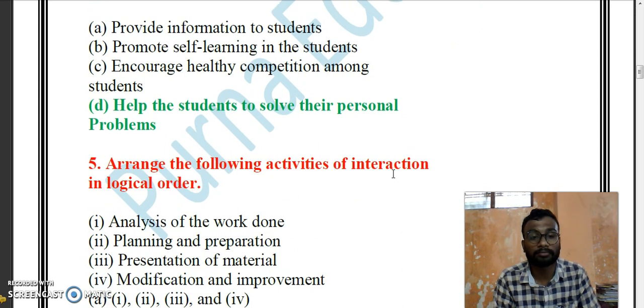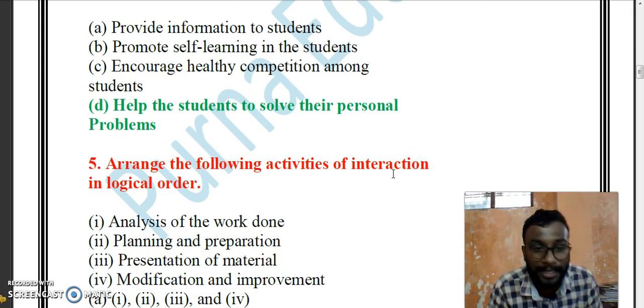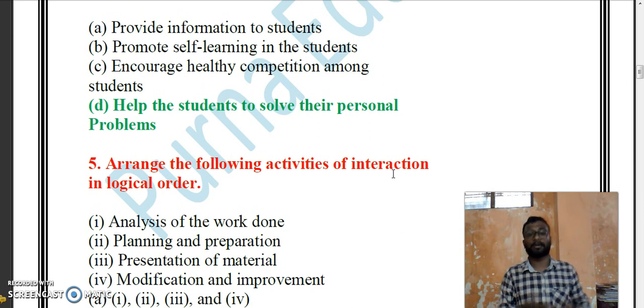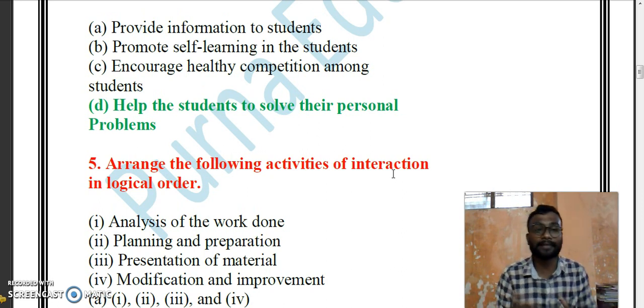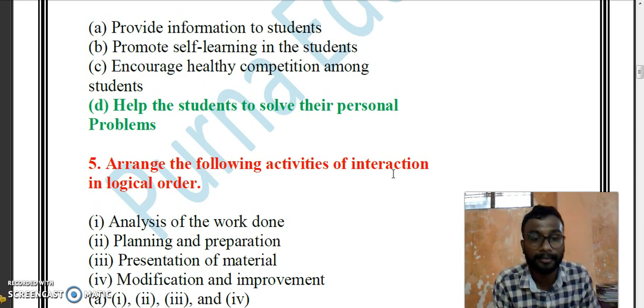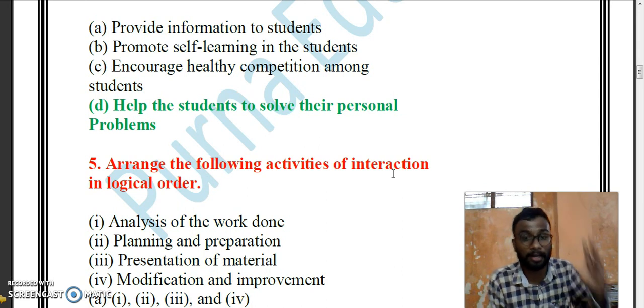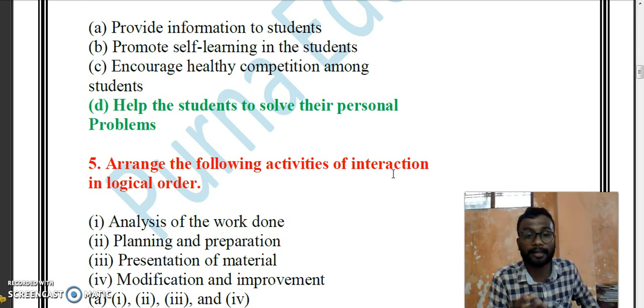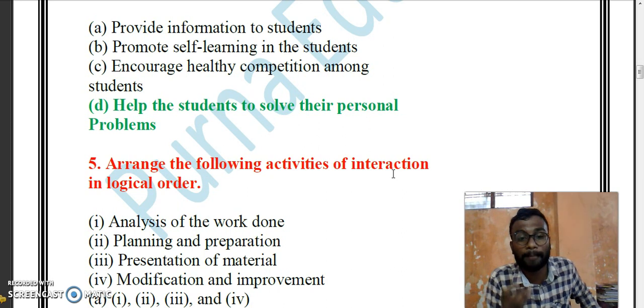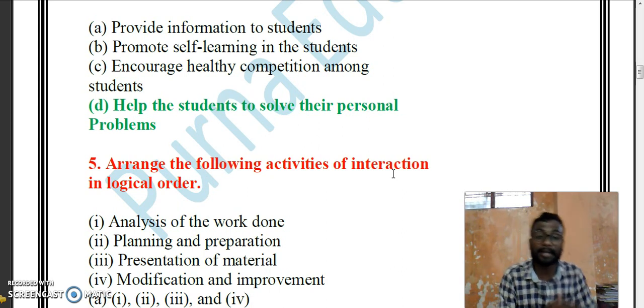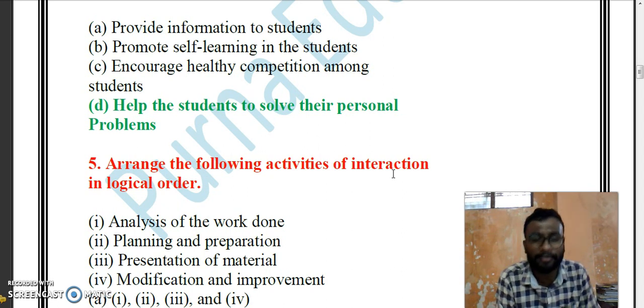Now, arrange the following activities of interaction in the logical order. Analysis of the work done, planning and preparation, presentation of material, modifications and improvements. So now we have the four factors.